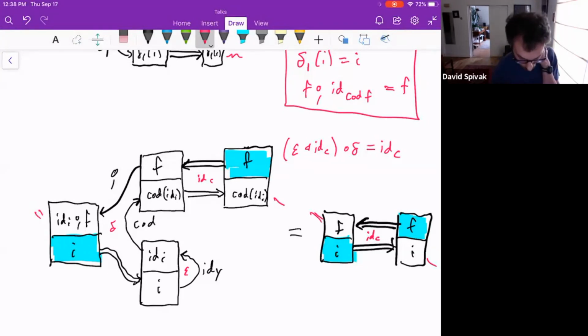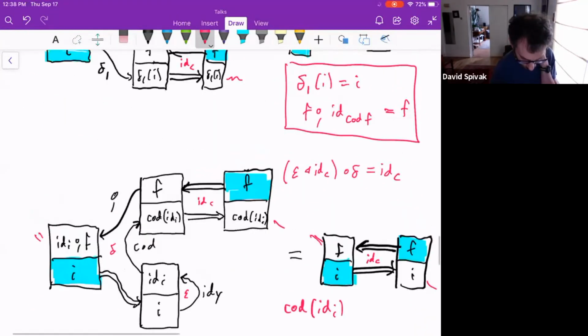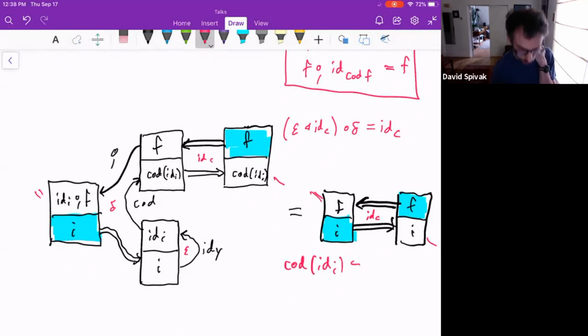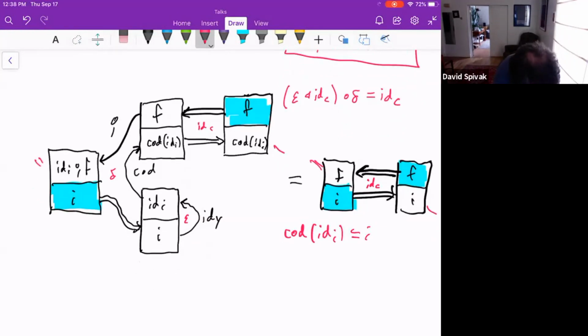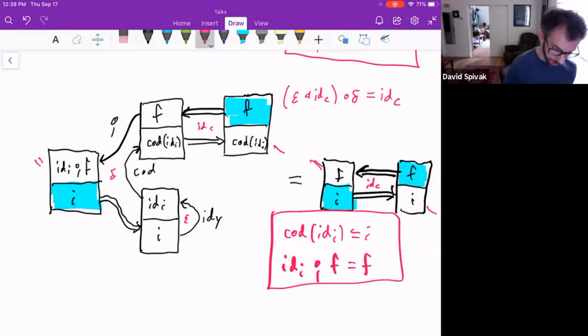So we learn that cod of identity I is I. Is that good? Oh, that's good. Yeah, I thought I already did that one. I got confused. Cod of identity on I is I. That's good. Thank you, polynomials. And they also tell us that identity on I, if you compose with F, you get F. And that's also very smart of it to know that. I don't know how it knows these things. I just find it amazing that it knows these things.